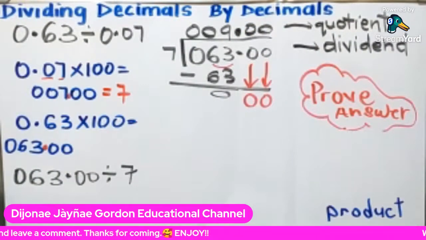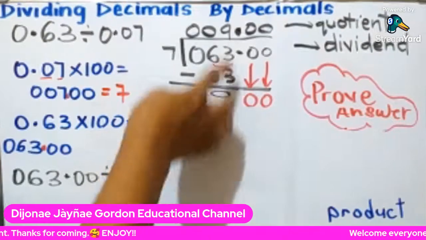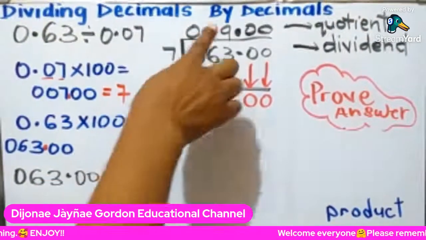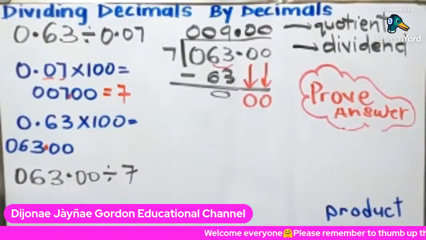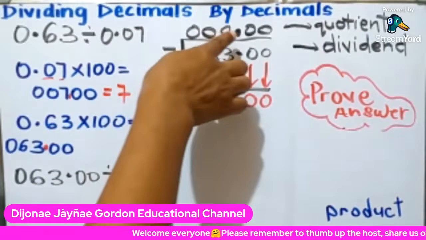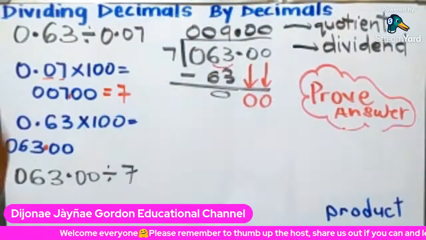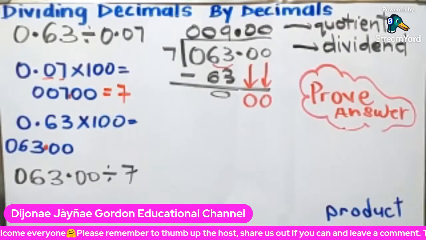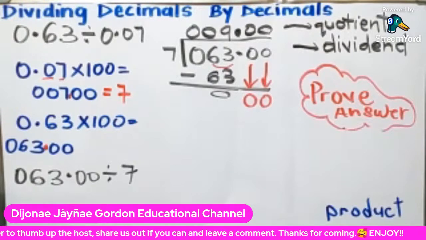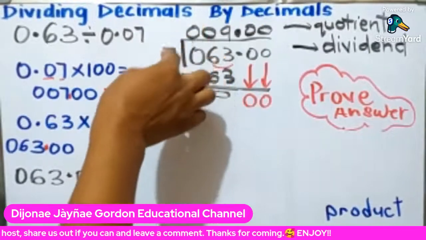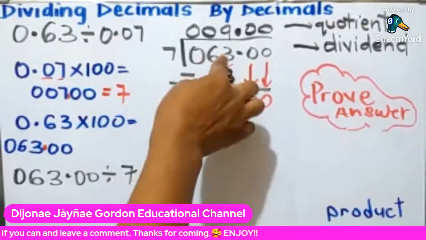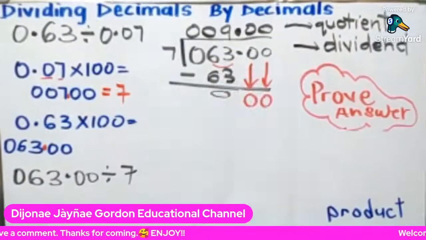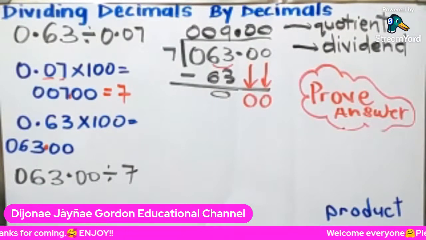All right? So, of course, we're finished with this problem. And our quotient is 9, because 009.00 is the same thing as 9. So let's go right ahead and prove our answer to see if it is right. When you multiply your quotient by your divisor, you should get back your dividend. And if you get back your dividend, that is telling us that our answer is correct.